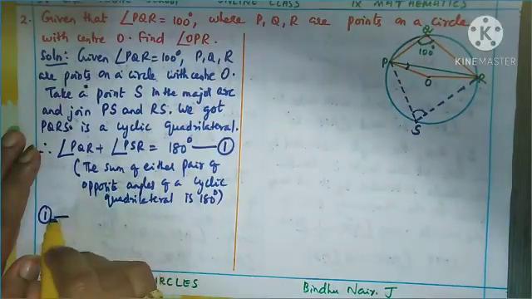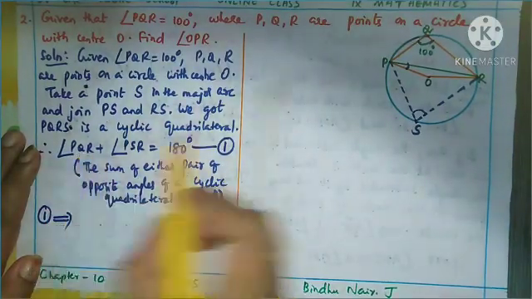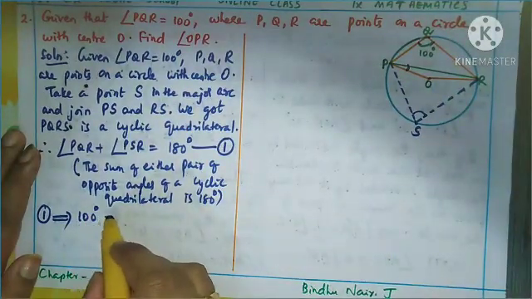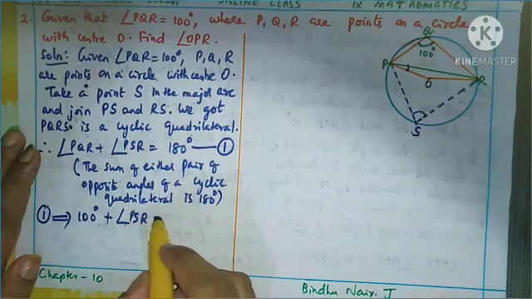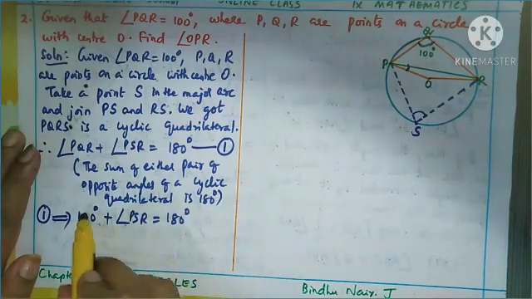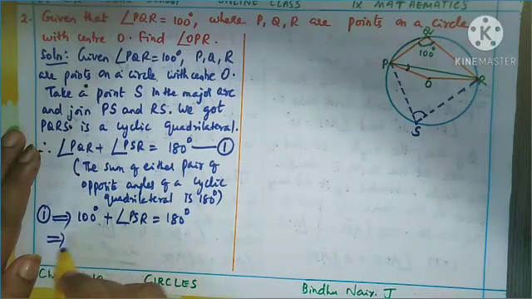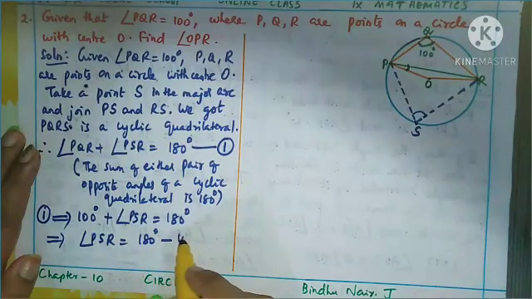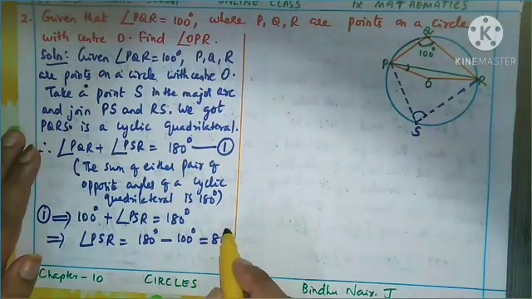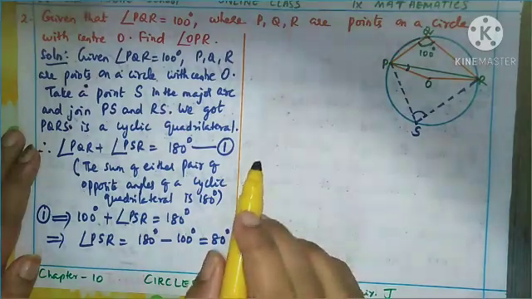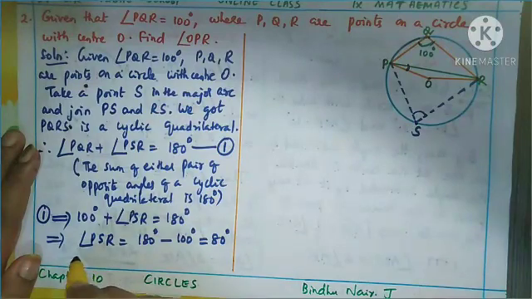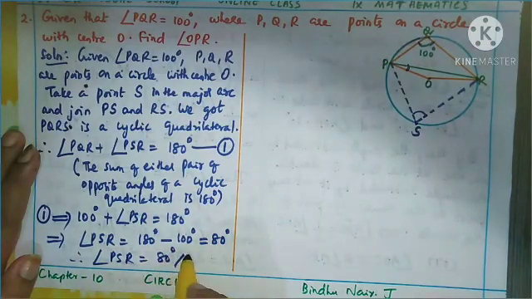Now what does 1 imply? Angle PQR is already given in the question, it is 100 degrees, correct? So 100 degrees plus angle PSR equal to 180 degrees. Now bring this 100 to the RHS. This implies angle PSR is equal to 180 degrees minus 100 degrees, that is 80 degrees. So we got angle PSR equal to 80 degrees.